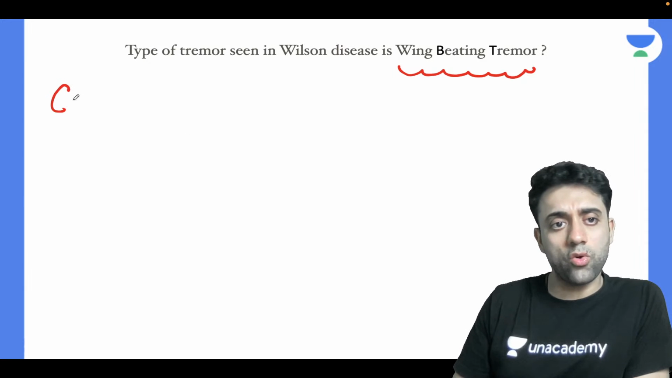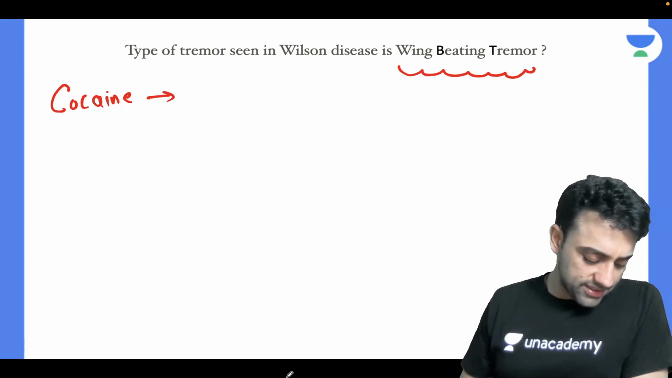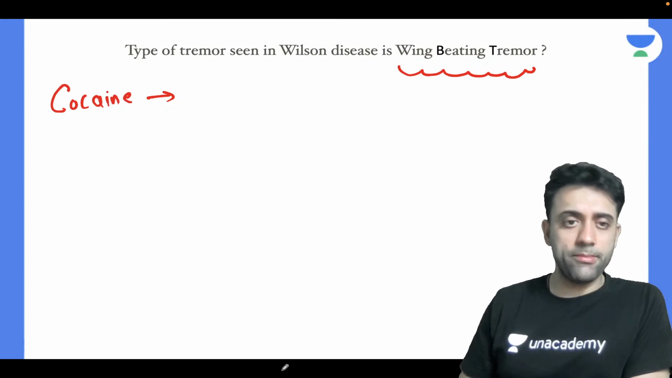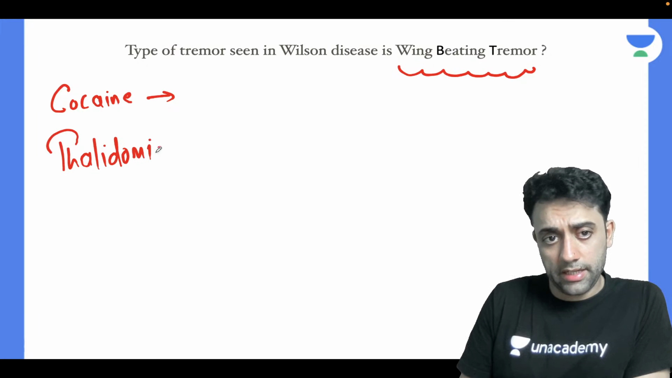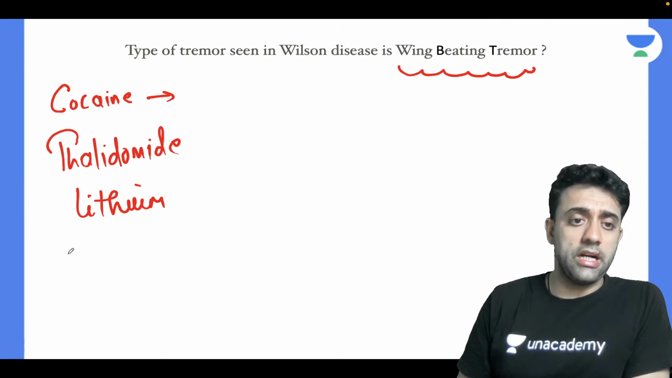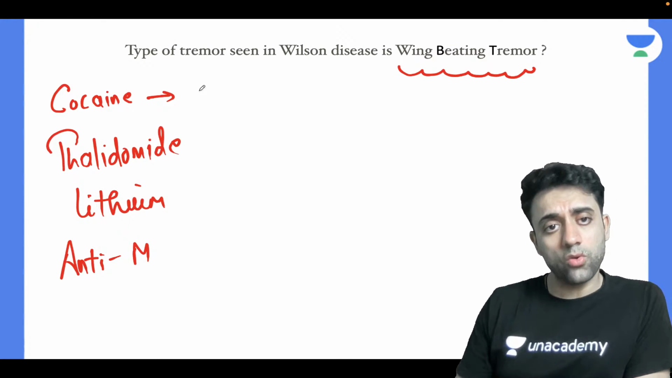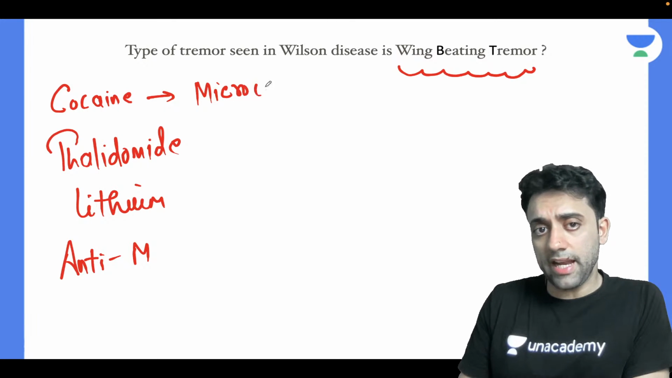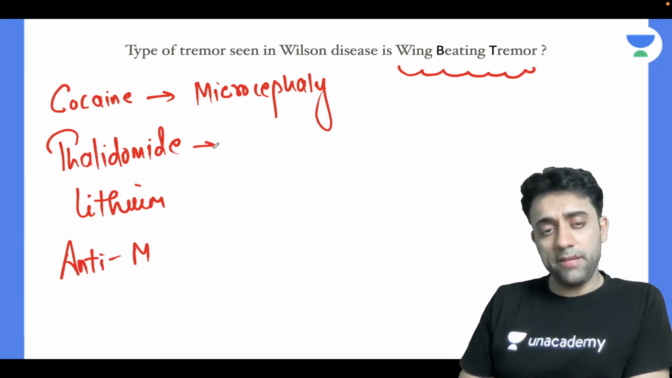Okay, if the mother has taken cocaine during pregnancy, anyone? If the mother has taken cocaine during pregnancy, the baby can land up into which problem? Who will tell me? Cocaine, thalidomide, lithium. Yes, very importantly, anti-malarials. Okay, perfect. If the mother has taken cocaine during pregnancy, the baby can land up into microcephaly. Number one, first PG entrance question. NEET PG question number two.